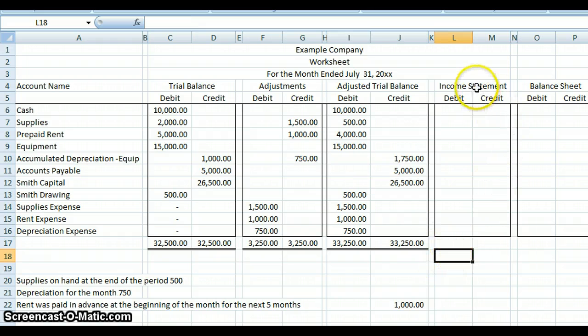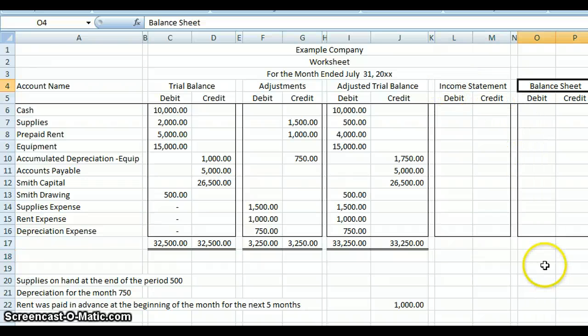So what we have here is a column called the income statement and a column called the balance sheet. And what we'll do on the worksheet is we'll kind of do a mini financial statement. It'll be similar to a financial statement. It's not as formal, certainly. It doesn't have all the formatting, but it'll kind of give us a clue as to what we're going to be looking for when we do complete the financial statements before we do our closing entries. So what we need to do is determine which of these accounts go on the income statement and which of these accounts belong to the balance sheet.